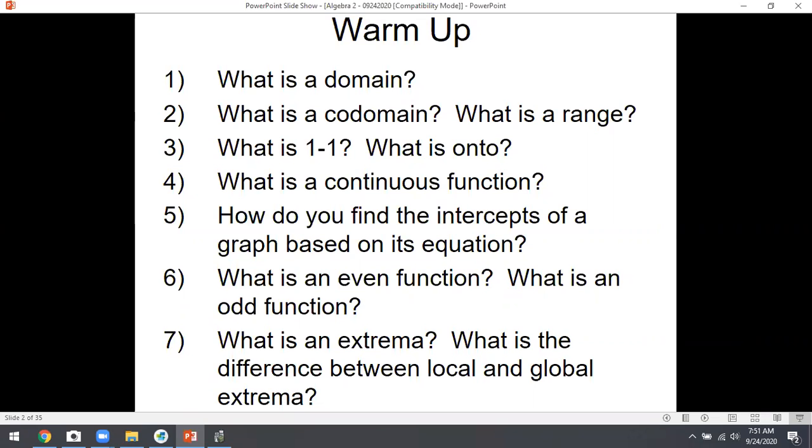If you are out for some reason, I will post the PDF of this thing I'm going to hand out, the review assignment. And then everybody else will just get a piece of paper. So let's get started with our warm-up.